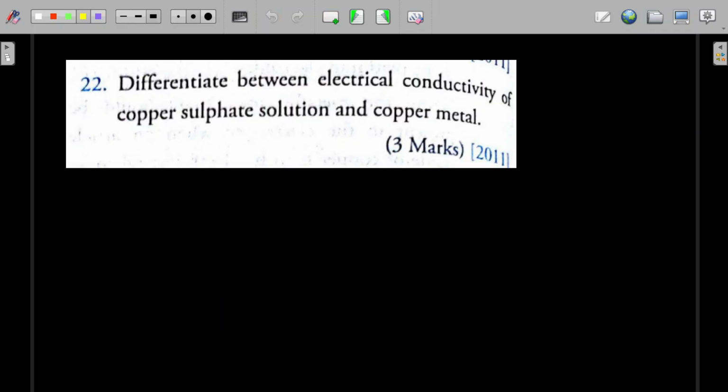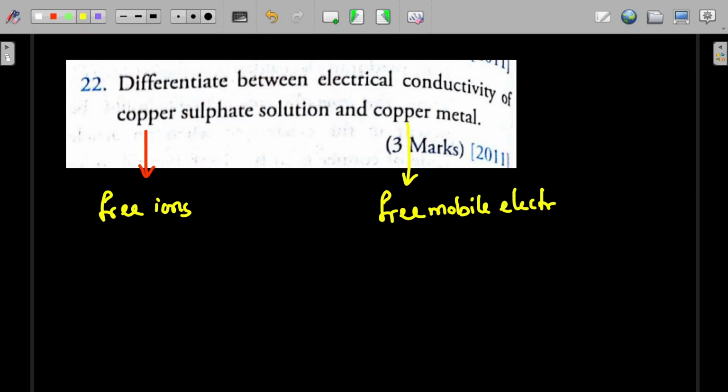This one I explained initially, right? The difference between metallic conductor and the electrolyte. So the electrical conductivity of copper sulfate solution, copper metal. Copper sulfate solution is what? It is an electrolyte. So the electrical conductivity will be because of free ions. And copper metal, it's an element, right? So the free mobile electrons are responsible for carrying out the electricity.